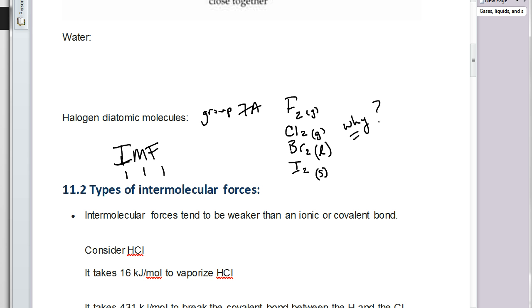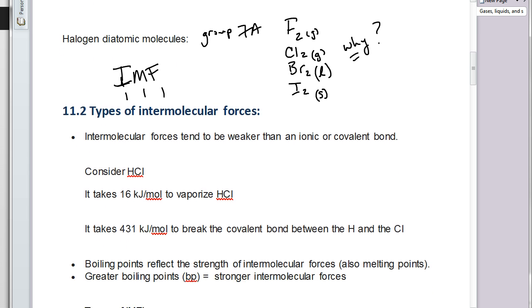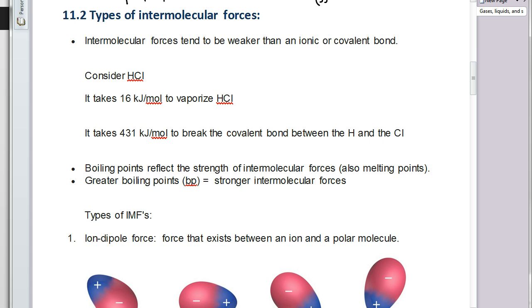So let's scroll down here and jump into 11.2, the types of intermolecular forces that we have. One thing we need to keep in mind is that these intermolecular forces tend to be weaker than an ionic bond or a covalent bond.